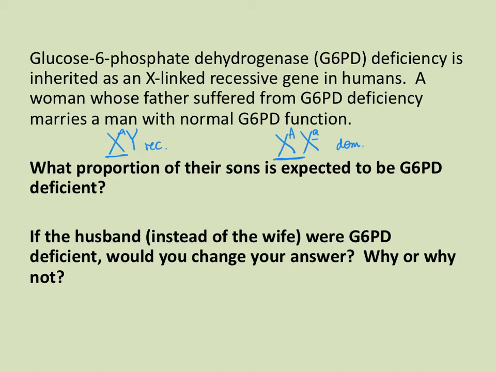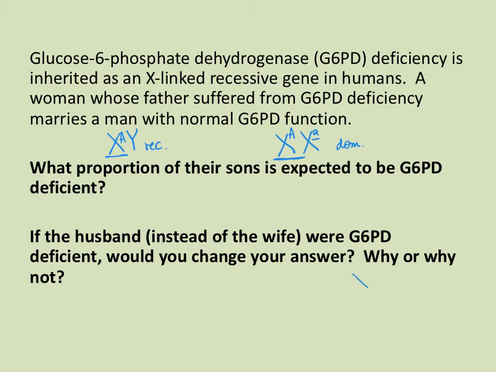Instead, you'd want to think about a cross where you have a woman whose father suffered from G6PD. That means she's going to be carrying one mutation. And a man with normal G6PD. So I'm actually going to erase this guy. I gave him a little a. I want him to have a dominant A because we believe he has normal G6PD function. Okay, we're going to cross these two individuals together. Let's draw out the Punnett square.